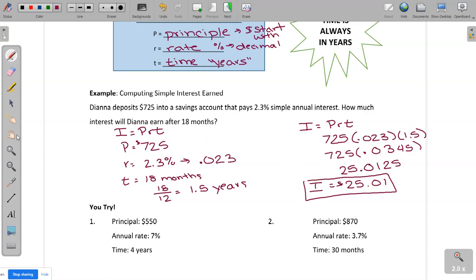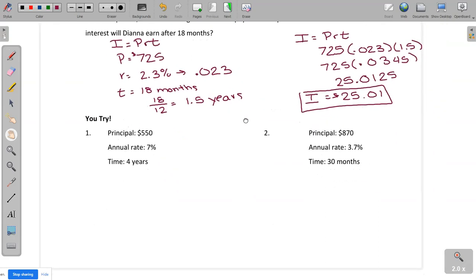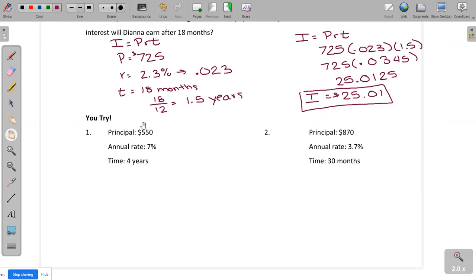Now I want you to try the next two problems. It's just listing out your principal, your rate, and your time. So once you have done these two problems, come back and check your work from the video.